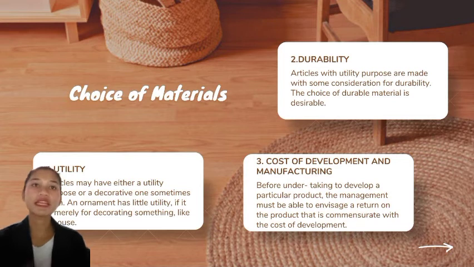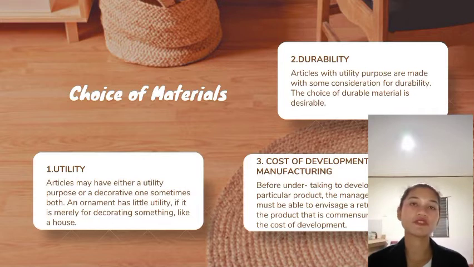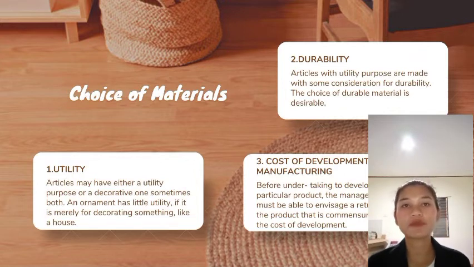There is even plastic house paint that is claimed to be impermeable to sun and rain. On the next slide is what the choice of materials depends on. First is the utility. An ornament has little utility. It is merely for decorating something like a house, such as decorative articles that carry temporary consideration. The main consideration in such cases is the cheapness of materials and an inexpensive method of manufacturing. Articles may have either a utility or a decorative purpose, sometimes both.